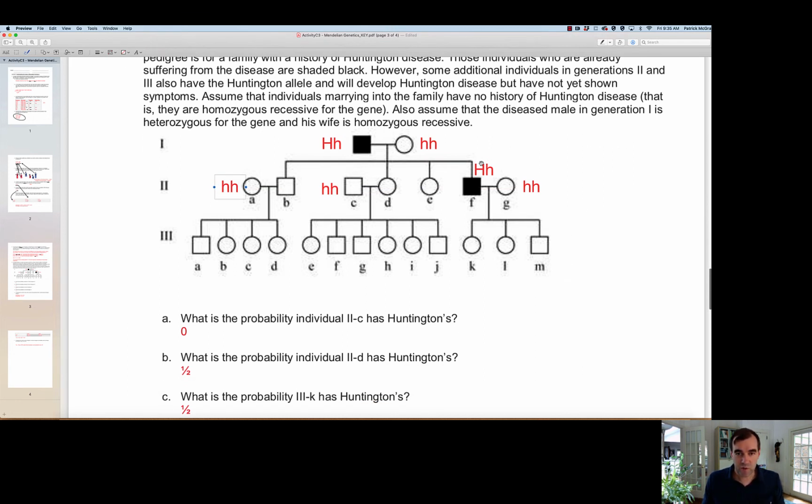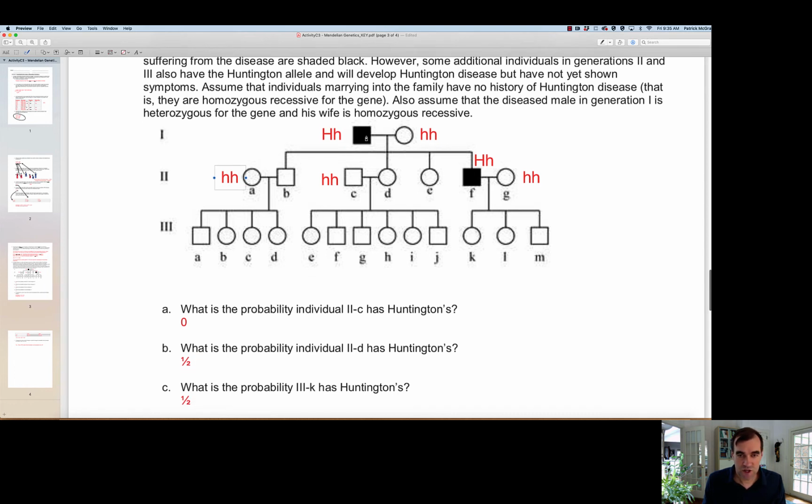So what is the probability that individual 2C has Huntington's? Again, because this individual is marrying in, we assume that they do not have it. For 2D, you have to follow the offspring and the ancestors of this individual. None of the offspring have it, so 3E through J, none of them have it yet. So we don't know for sure.